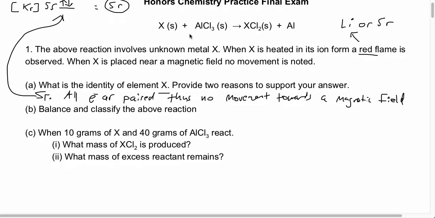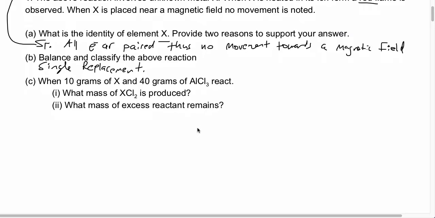So now let's balance and classify this reaction. So we know that this is now Sr. Let's balance it first. We see 2 Cls there and we see 3 there. So I'm going to do 2 and I'm going to do 3. That makes Als 2, and that makes Srs 3. For classifying the reaction, we have a single element replacing another single element. So this is single replacement. You'll learn later on that this is also a type of oxidation reduction reaction.